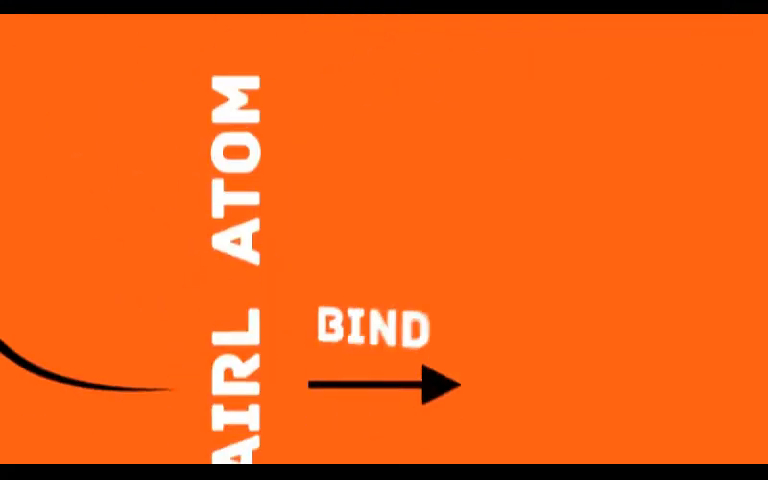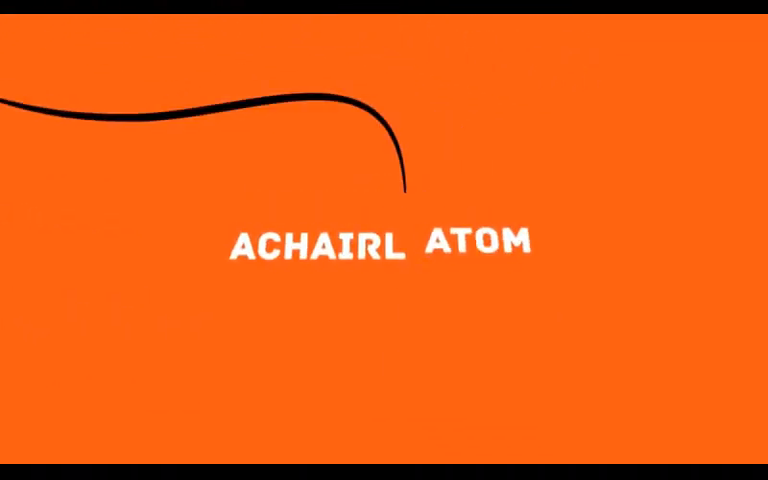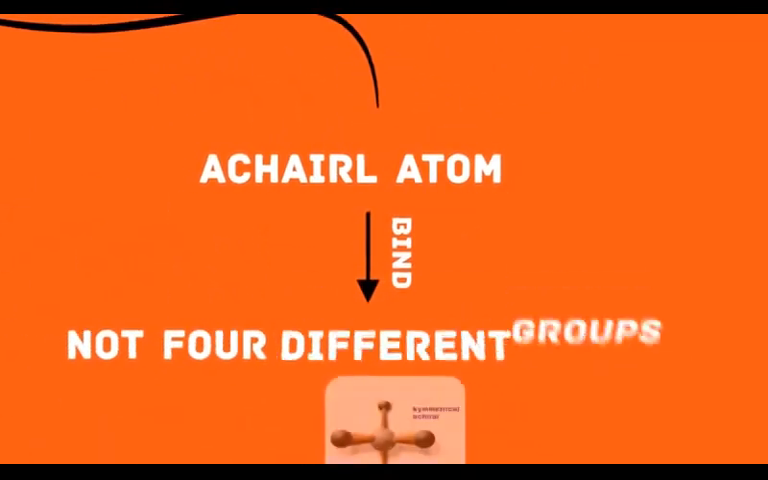Chirality. Chirality is a word that comes from the Greek word cheir, meaning hand. A chiral atom is bonded to four different groups, while an achiral atom is not bonded to four different groups.